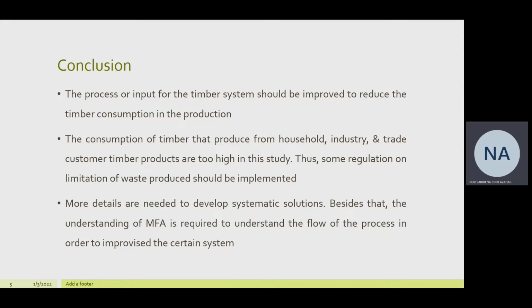Besides that, an understanding of MFA is required to understand the flow of the process in order to improve certain systems in the MFA.